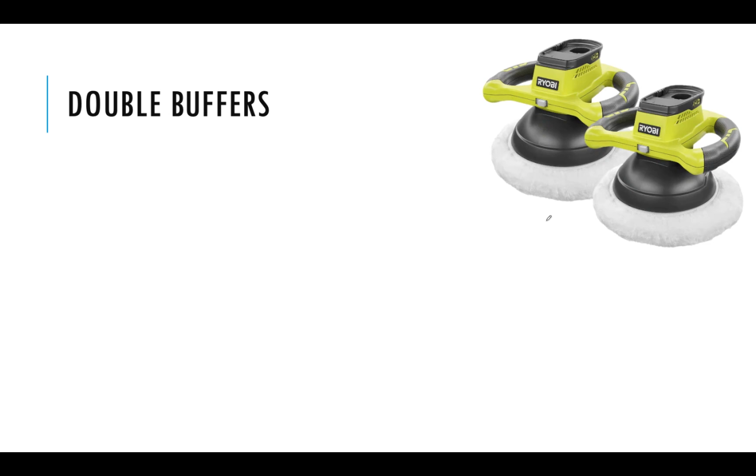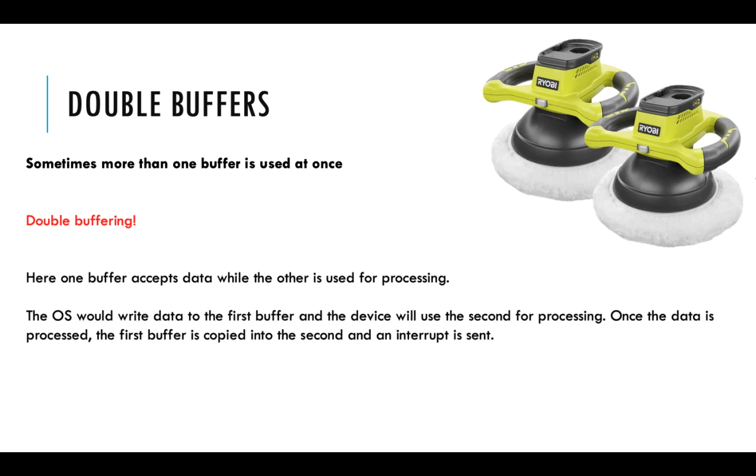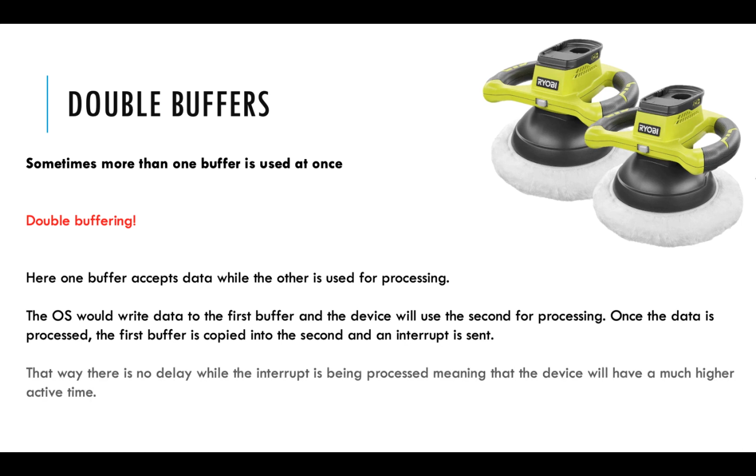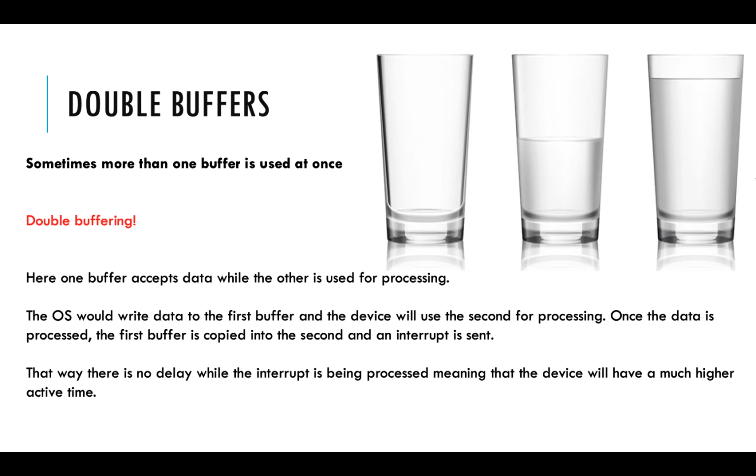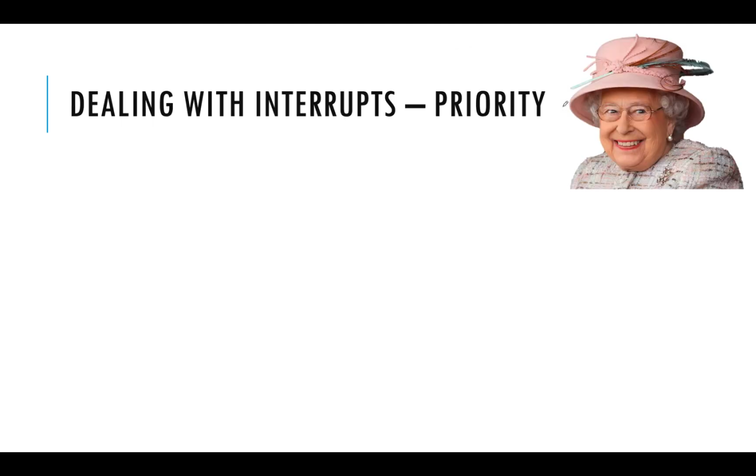So if you know what single buffering is, double buffering shouldn't be too unfamiliar to you. Sometimes more than one buffer is needed and is used. What happens here is the first buffer is used for accepting data, while the second buffer is used for processing. The operating system would write the data to the first buffer and the device will use the second for processing. So once the data is processed, the first buffer is copied into the second and an interrupt is sent. That way, there's no delay while the interrupt is being processed, meaning that the device will have a much higher active time.